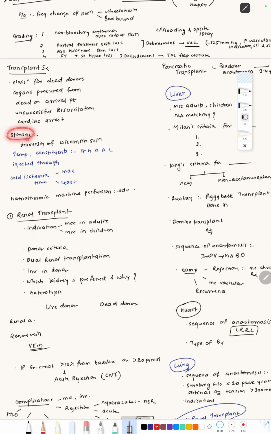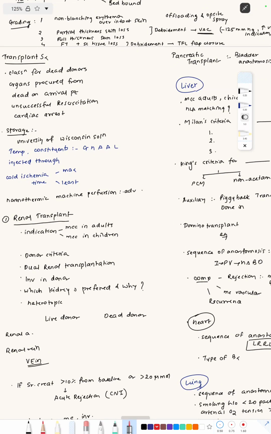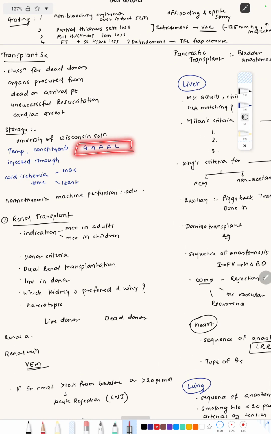Then the storage is done in University of Wisconsin solution. The temperature is about 4 degrees Celsius, and the constituents are given by the mnemonic GAL. G stands for glutathione, H for hydroxyethyl starch, A for adenosine, another A for allopurinol, and L for lactobionate solution. It is injected through the aorta and through the portal vein. The cold ischemia time is maximum for the kidney, about 36 hours, and least for the heart, about 3 to 6 hours.